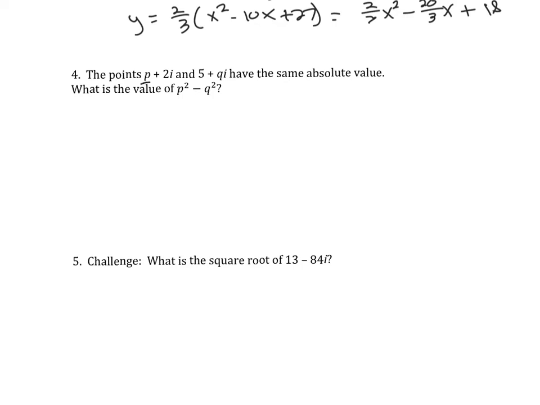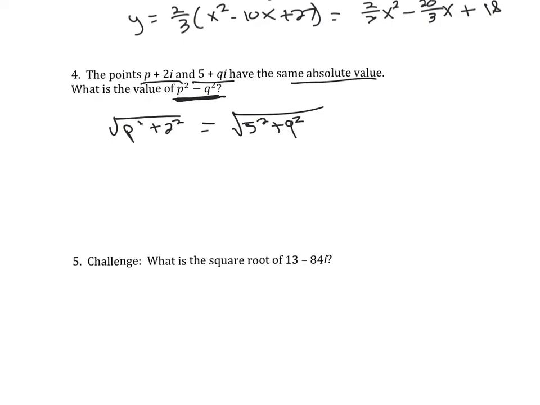These 2 points have the same absolute value. What is the value of p squared minus q squared? Okay. It's not obvious how knowing that these 2 points have the same absolute value leads us to know anything about p squared minus q squared. So let's do what we do know, which is that the absolute value of p plus 2i is going to be equal to the square root of p squared plus 2 squared, and that has to be equal to the absolute value of 5 plus qi, which gives us the square root of 5 squared plus q squared.